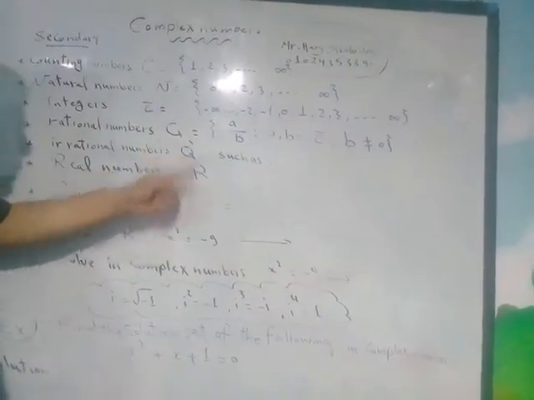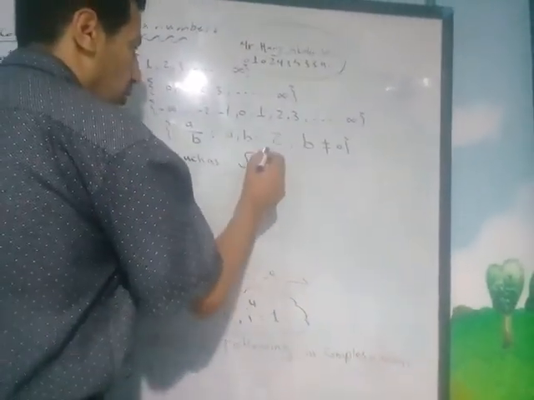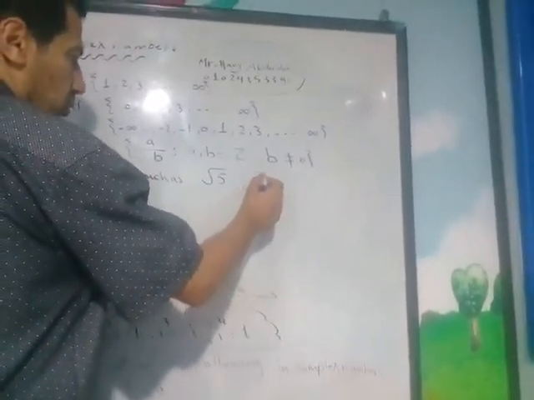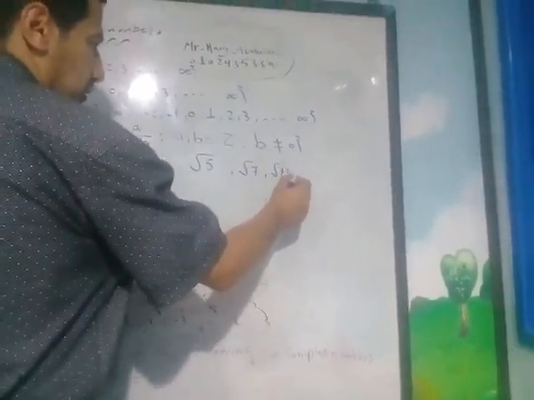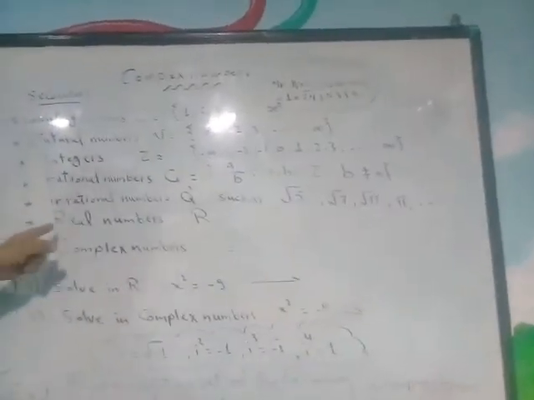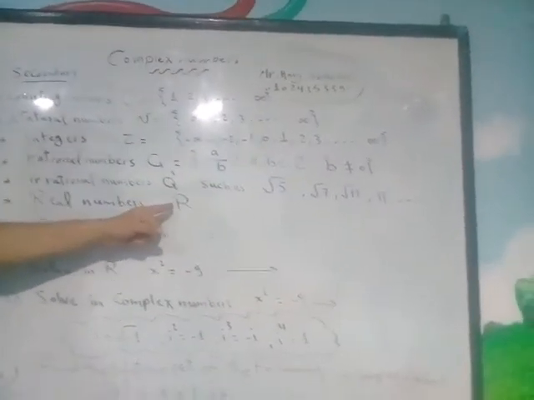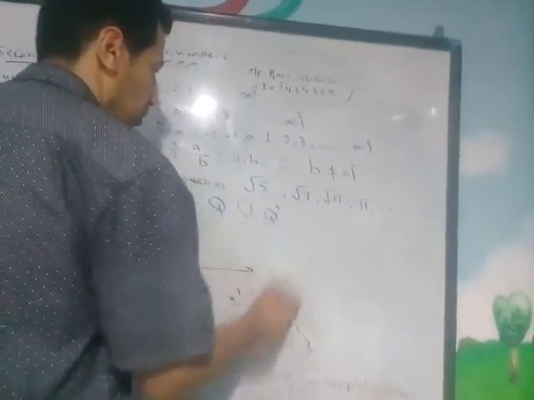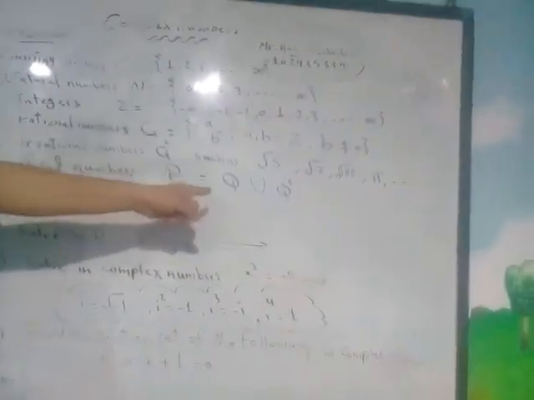Irrational numbers Q dash, such as all square roots like square root 5, square root 7, 11, and pi, and so on. Real numbers, symbol R, that means Q, rational numbers, union Q dash, irrational. All rational plus irrational equals real numbers.